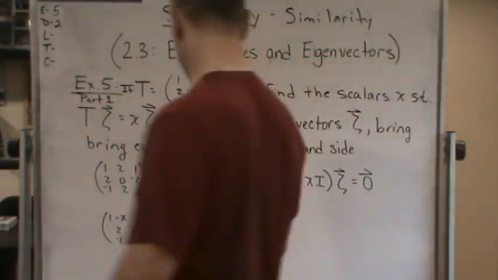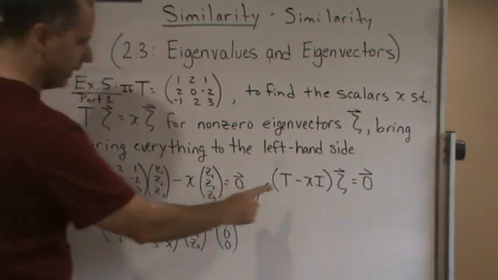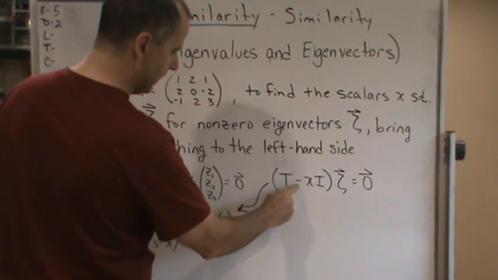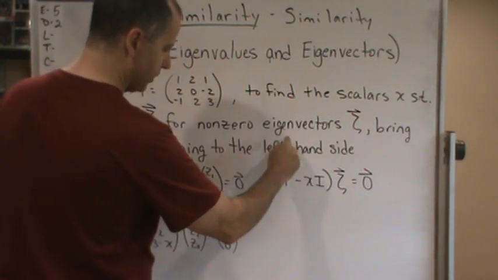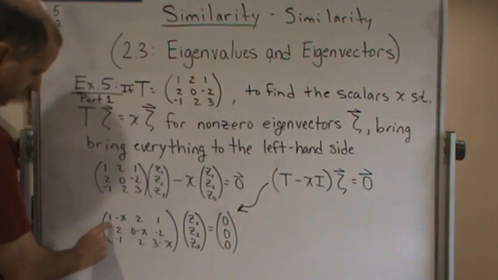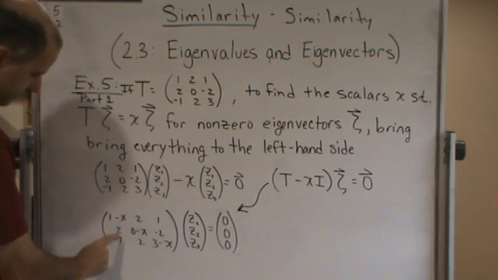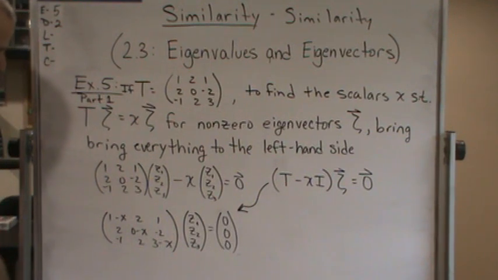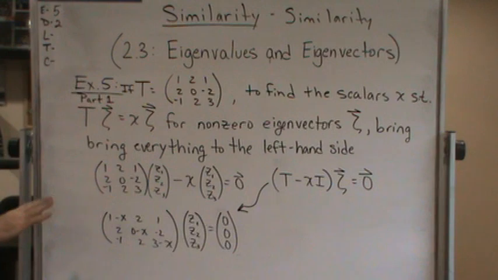All I did here, when we factor it out, is take T minus x times the identity, which puts x's down the diagonal. When we subtract the two matrices, we get 1 minus x, 0 minus x, 3 minus x, which is what we have here. Everything else stays the same. Then we get our zero vector equal to this. And now we've got this system.